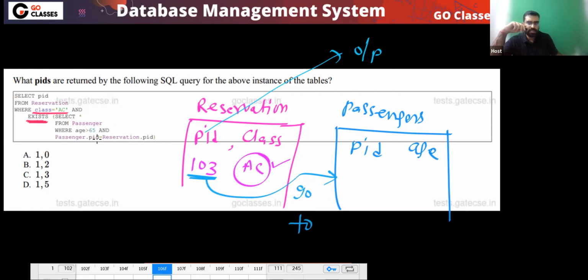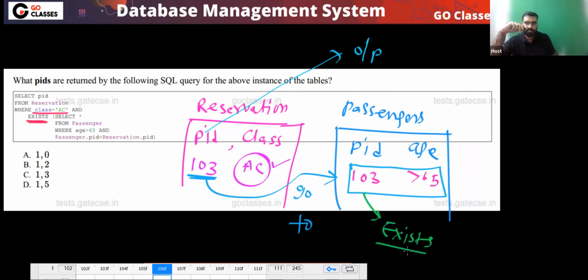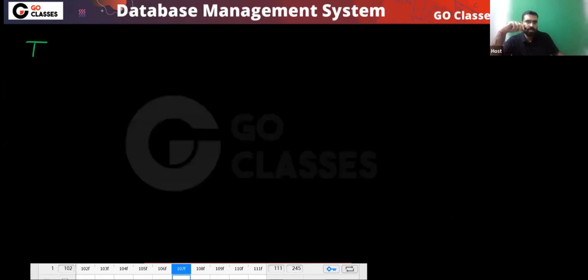There you will check, for this same PID, how many passengers with this same PID have age greater than 65? Yes or no? So PID must be the same and age must be greater than 65. This type of tuples should exist. So finally, what is the output of this query? That is those reservation.pids.